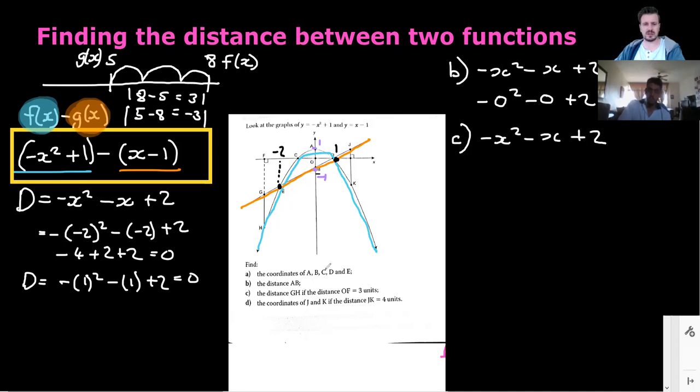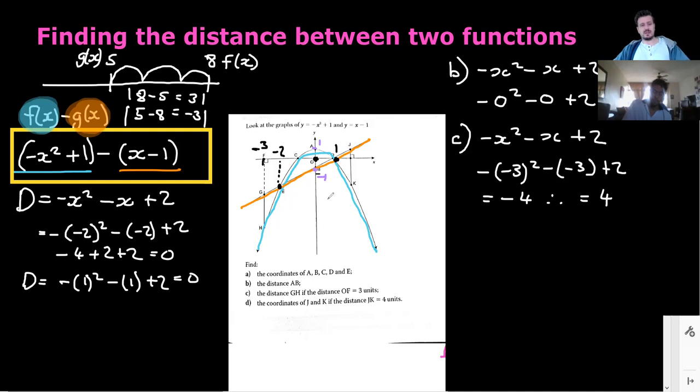Because OF is 3 units, we know that the x value at F is -3, right? Because it goes from the origin: 1, 2, 3, so it's -3. So if we just sub in -3, we get -9 plus 3 plus 2, and we get -4. And so the distance is 4.